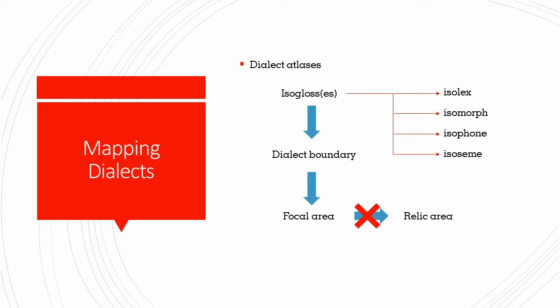Sometimes an area is not affected by any changes of linguistic features from a focal area or from the surrounding area. In that kind of situation, that place will maintain its own linguistic features. That kind of area is called a relic area, and the dialect in that relic area is called a remnant dialect.